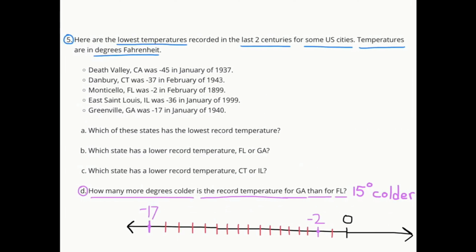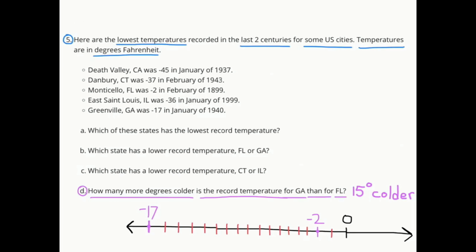D. How many more degrees colder is the record temperature for Georgia than for Florida? I created a number line to illustrate this answer. On the right-hand side, you have 0, or 0 degrees. To the left of 0, you have negative 2, which represents Florida's lowest temperature. 15 degrees to the left of negative 2, you have negative 17, which represents Georgia's coldest temperature. There's 15 degrees between negative 2 and negative 17.